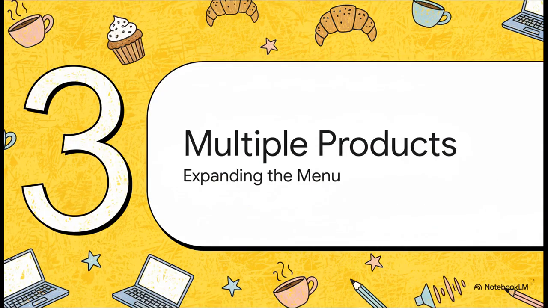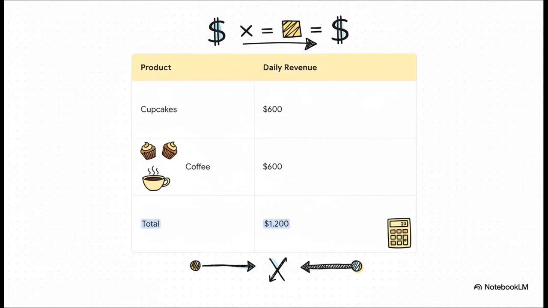But wait a minute. What if your bakery sells more than just cupcakes? Right? No problem at all. The logic just gets a little bigger, right along with your menu. All you do is calculate the revenue for each thing you sell one by one, and then you just add them all together. So we already have our $600 from cupcakes. Now let's say you also made $600 selling coffee. You just add the two together, and your total revenue for the day is a very nice $1,200.